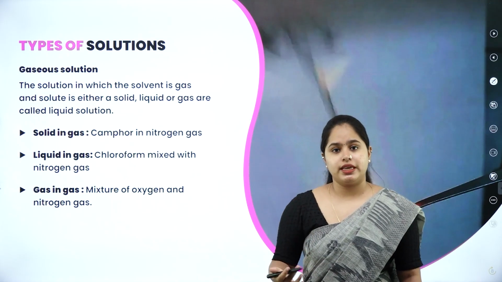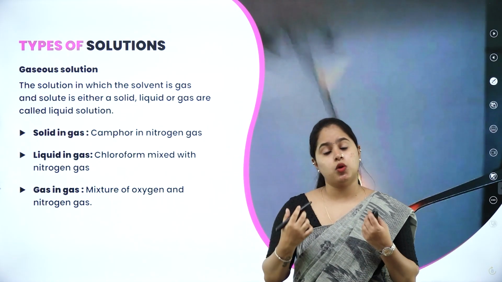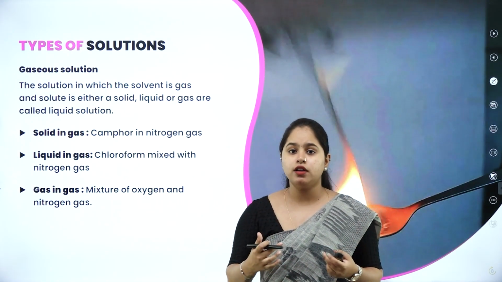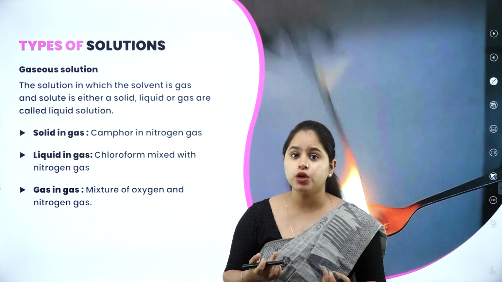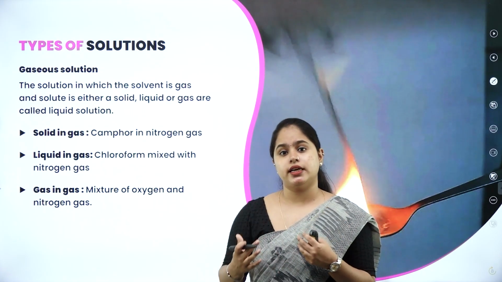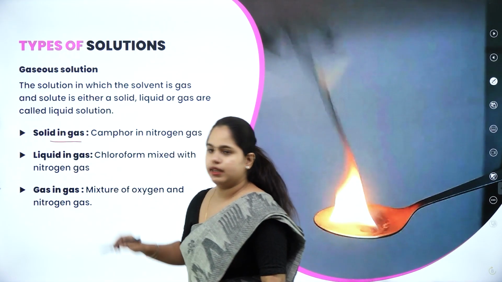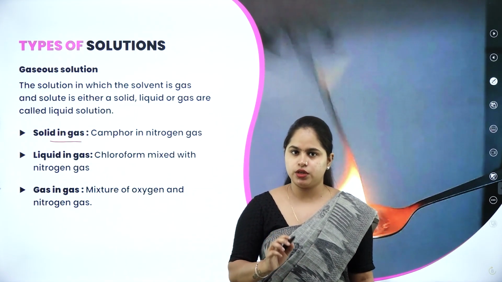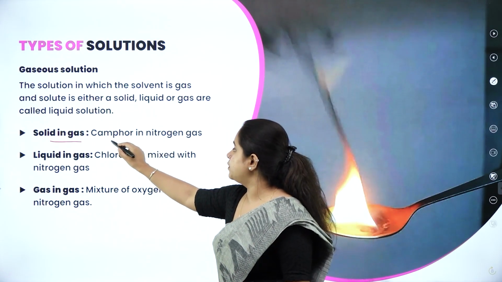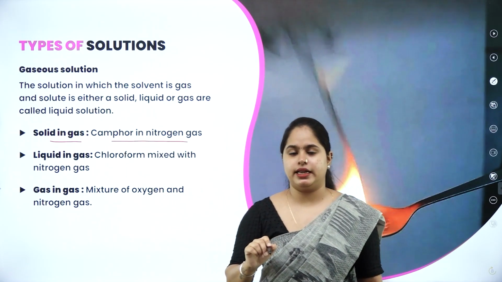So now moving on to the next one, that is gaseous solutions. Now, what are gaseous solutions? The solvent will be gas and the solute can be either solid, liquid or gas, right? So the first type is solid in gas solution. That is, the solute is solid here. Camphor in nitrogen gas can be an example.